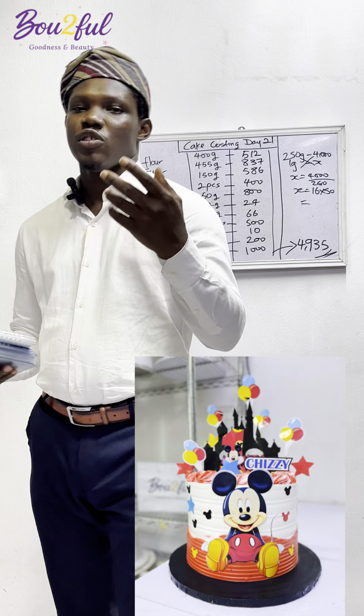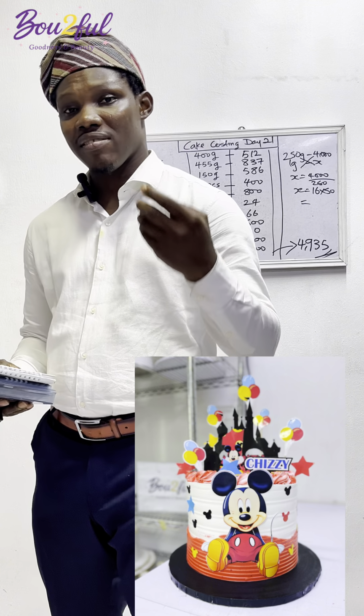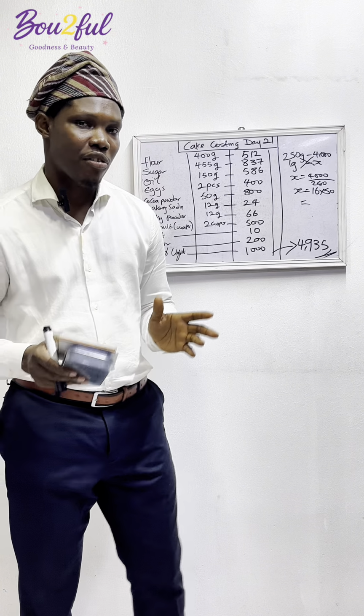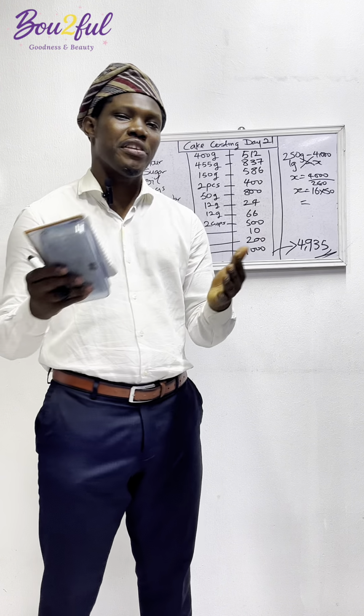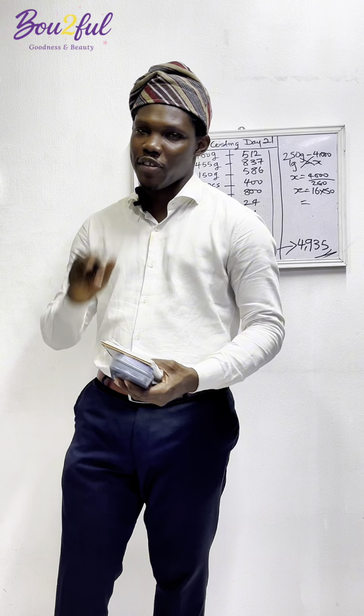So as simple as that, that's basically it. It's easy. We have a vanilla cake, we have a chocolate cake, and we have the production. By the time we sum that together, that will give us the production cost for baking. So with the production cost for baking done, we can now move to the next stage, which is decorating. So see you in the next stage of decorating.